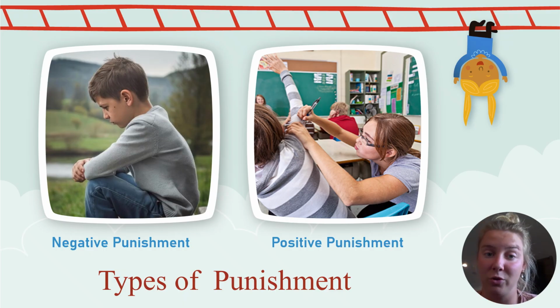Along with reinforcement, we also have two types of punishment. So positive punishment involves adding a consequence like giving extra work when a student misbehaves. And negative punishment involves taking something away, like losing recess or privileges. Both are meant to decrease the unwanted behavior.